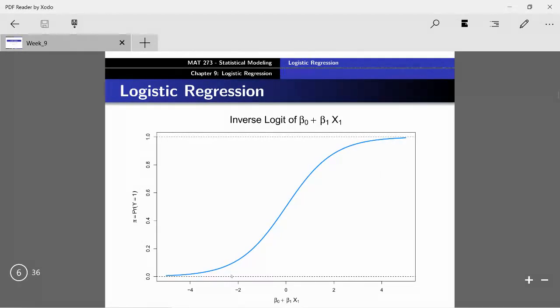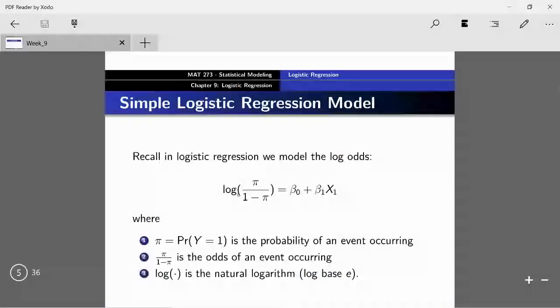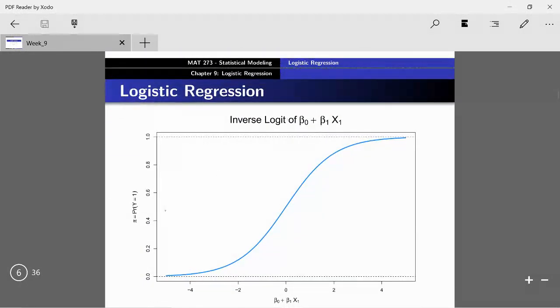This is sometimes called the inverse logit function. That's because this log odds is called the logit function of pi. So to undo that logit function to solve for pi, we use the inverse logit function.